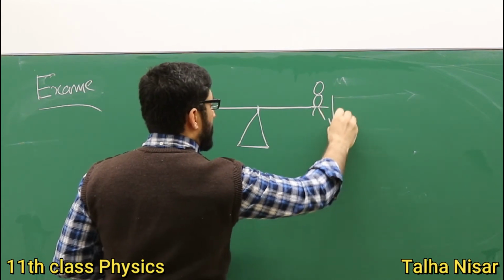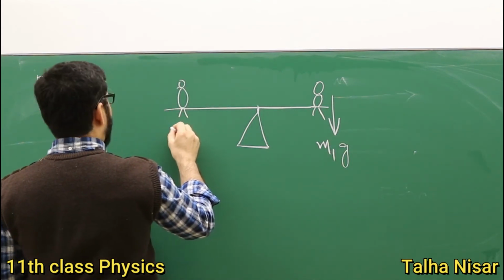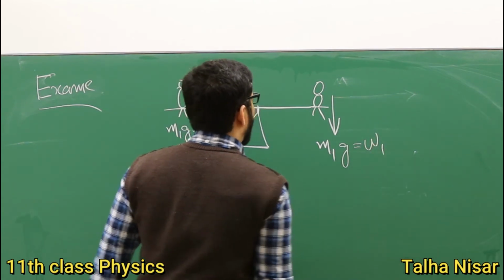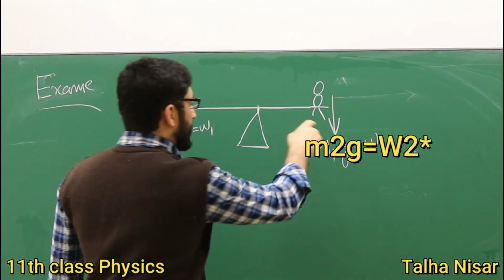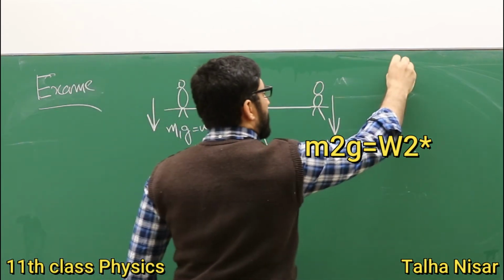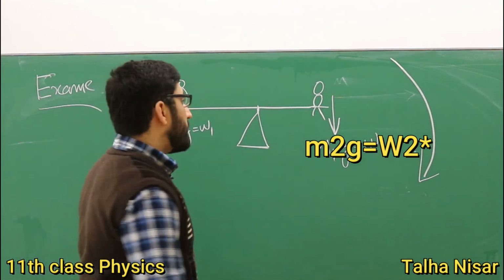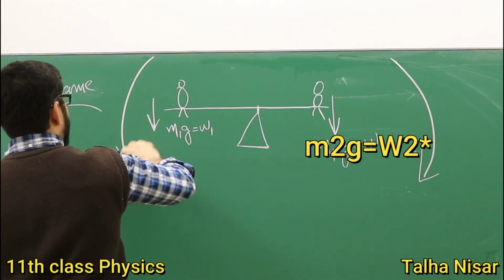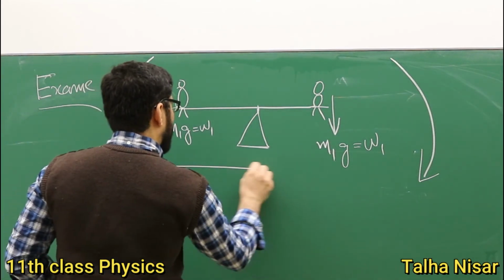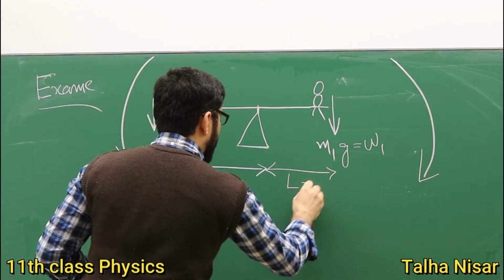Due to gravity, there is a force m1g, and we have a force m2g, or we can say the weight of this object, and this is also the weight of this object, which is also in this direction. This force is trying to move the seesaw in the clockwise direction, and due to this gravitational force, the seesaw is trying to move in this direction. And here this distance is L1, and here this distance is L2.